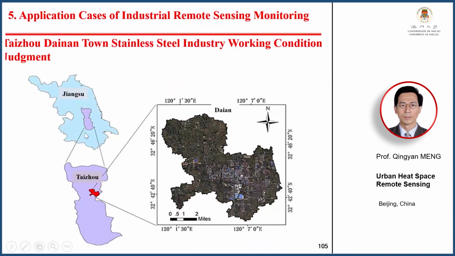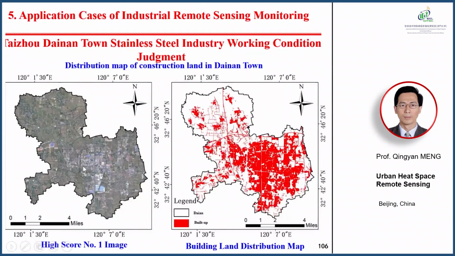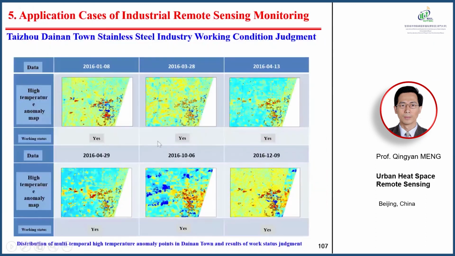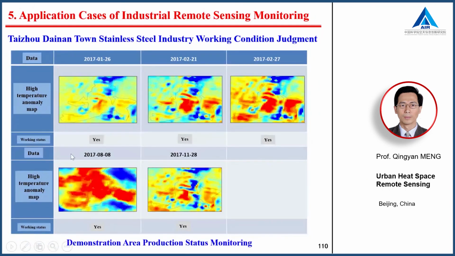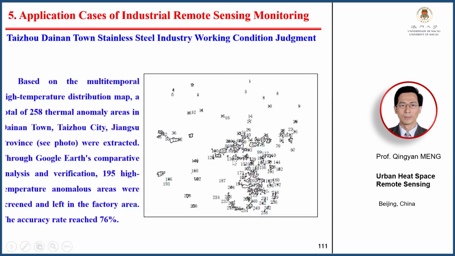And this is another one, the Taizhou Dainantong stainless steel industrial working conditions. You can see some pictures. These are the different phases of the Taizhou Dainantong stainless steel industrial area, demonstrating the different areas. Then we can know the multi-temporal high temperature distribution map and the total of 258 thermal anomaly areas in the Dainantong.